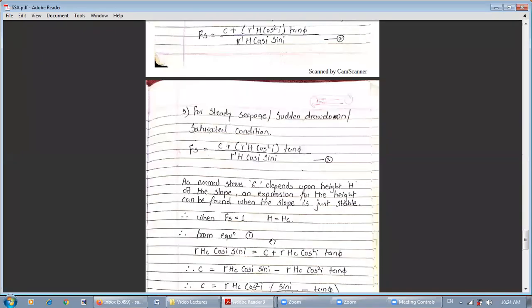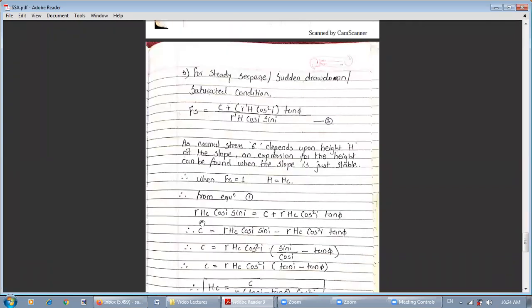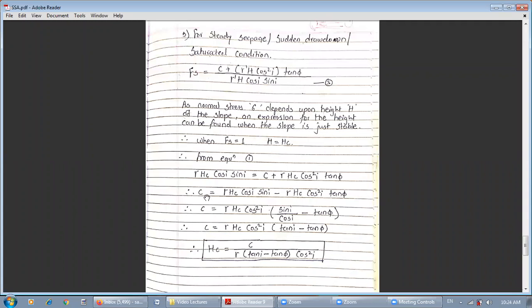So if factor of safety is equal to 1, gamma h cos I sin I will be on the left hand side, equal to c plus gamma h cos square I into tan phi on the right hand side. So gamma hc cos I sin I equals c plus gamma hc cos square I tan phi. If I take c to one side, c is equal to gamma hc cos I sin I minus the remaining part, gamma hc cos square I tan phi.